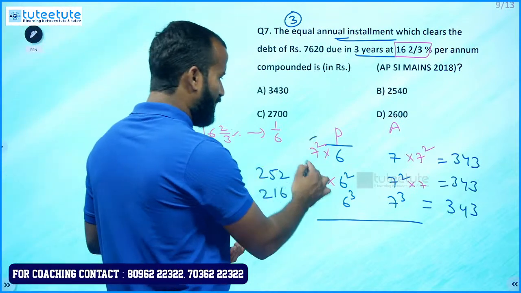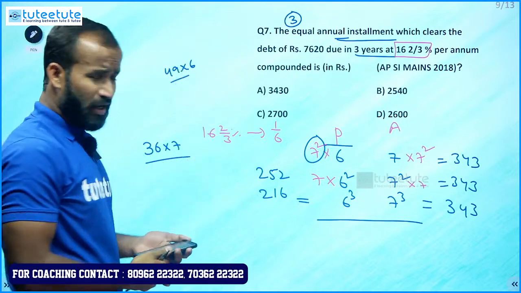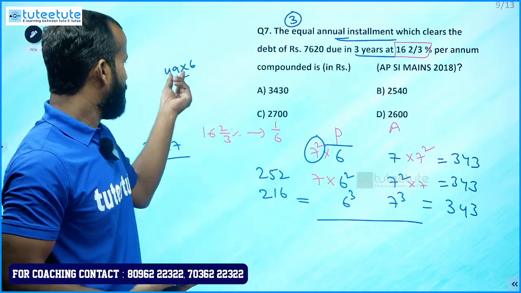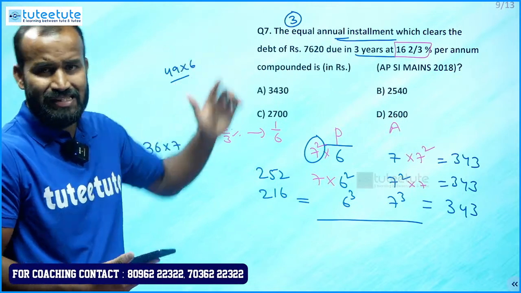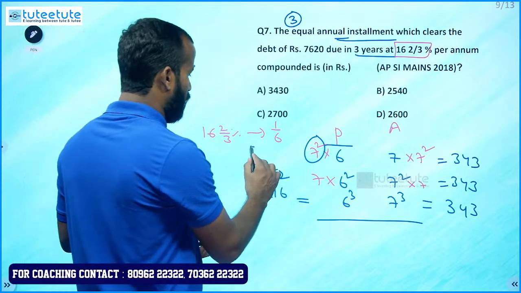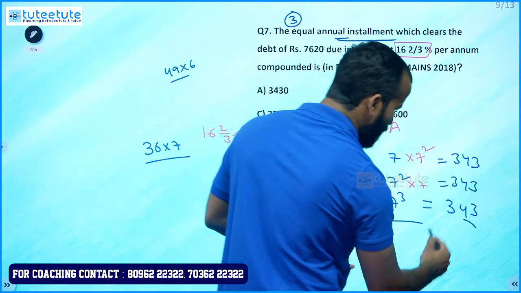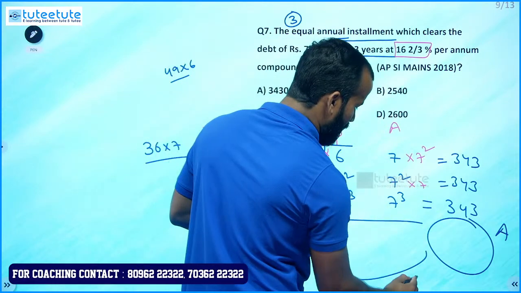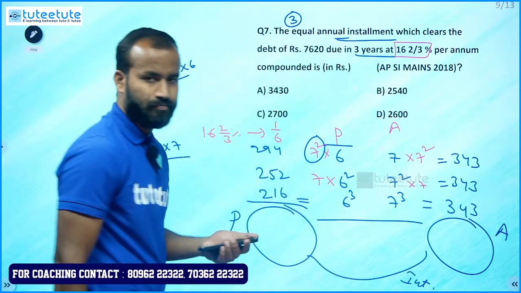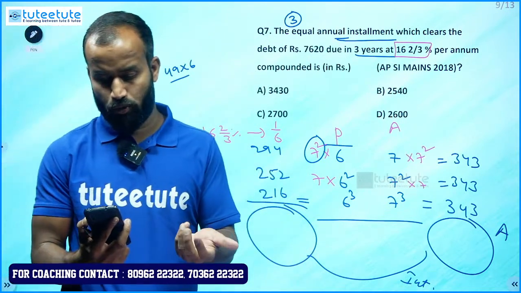Again 7 square, 49 into 6. Just 50 into 6. So let's take 50. 6 into 50 is 300 minus 6, so 294. So if you add everything you're going to get the principal. If you add all these things you're going to get the amount. Difference will be the interest. So multiplications, squares, cubes you have to know.